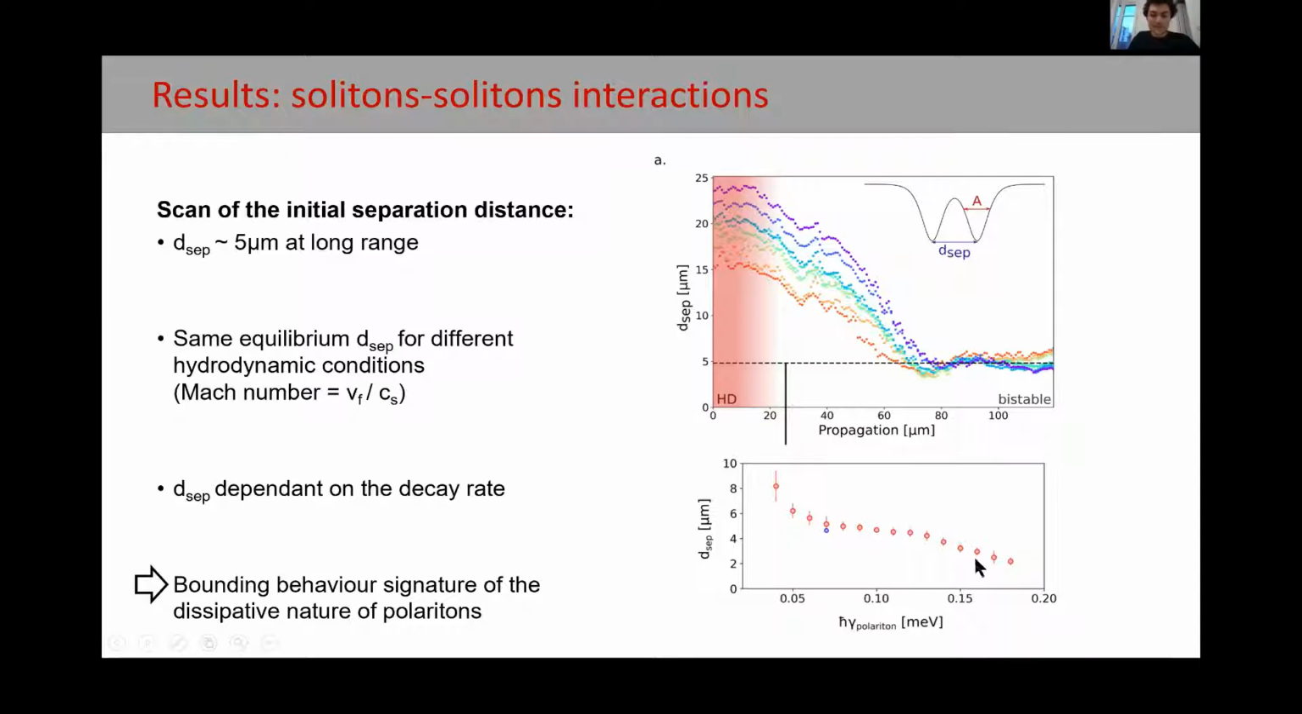So this analysis reveals that the parallel alignment of these solitons and this equilibrium separation distance are linked to the dissipative nature of the polariton fluid. And this experiment is typical of what we can study with such soliton imprinting.